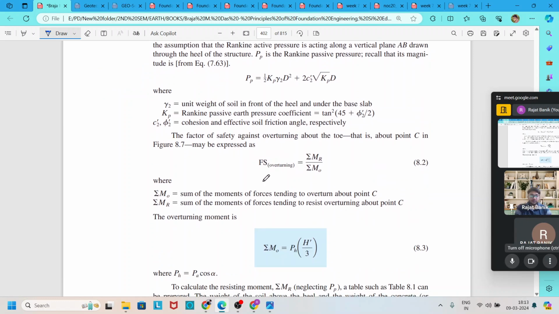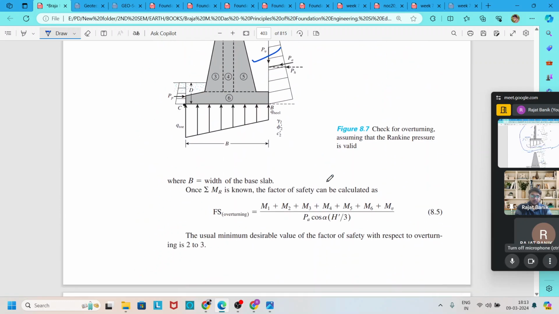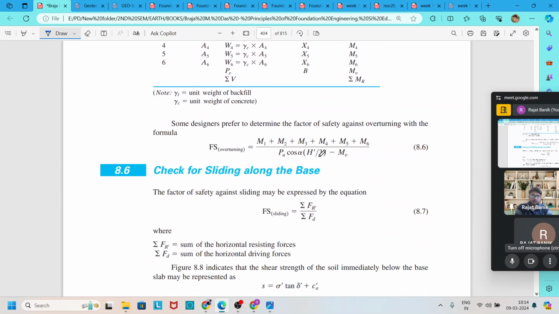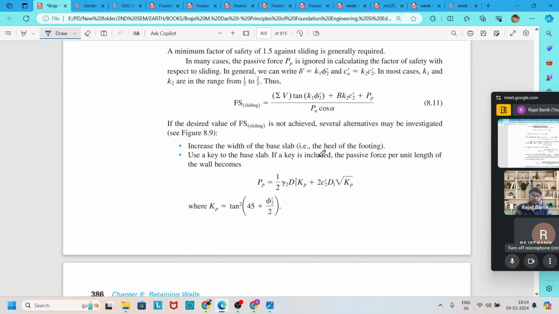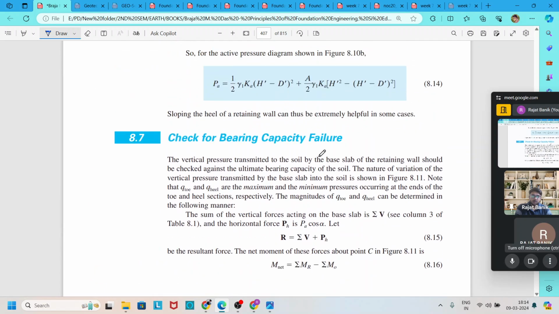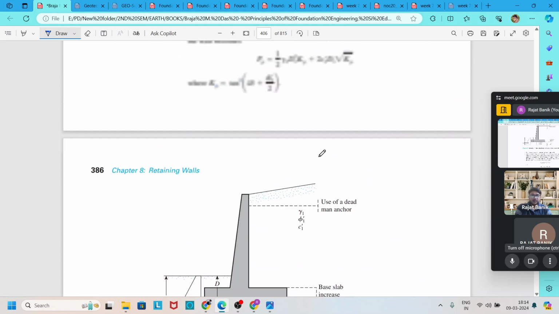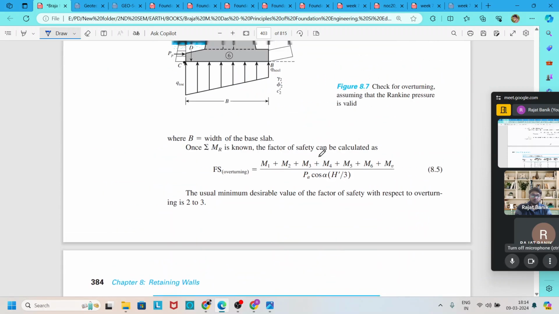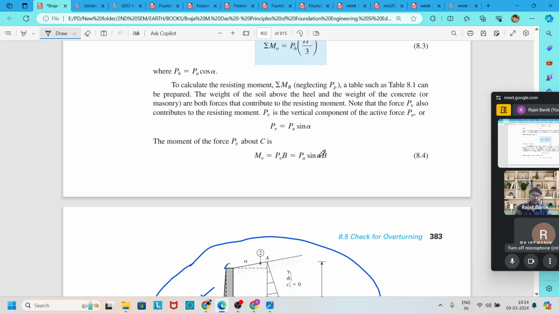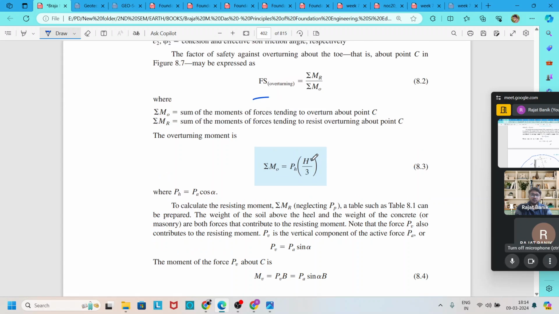And this overturning factor of safety should be of some value. It is not given here, I think. Values are not given here. So I think for overturning it is greater than 2 or 2.5. It is not given here.